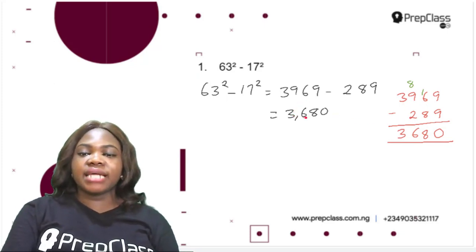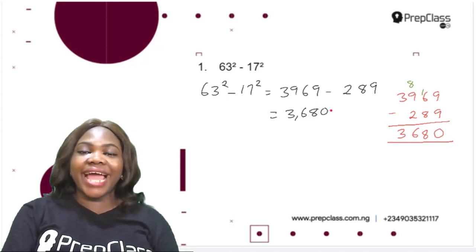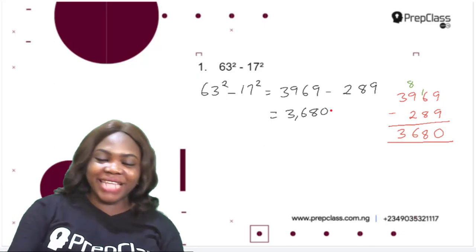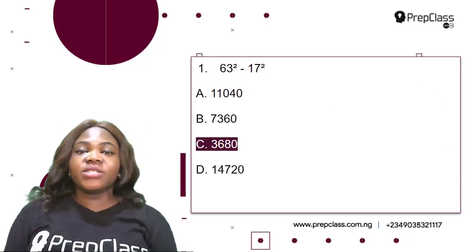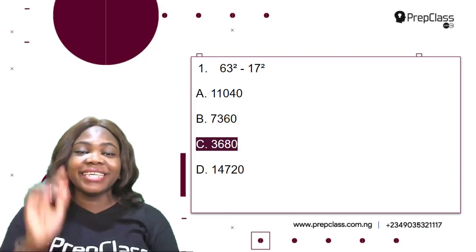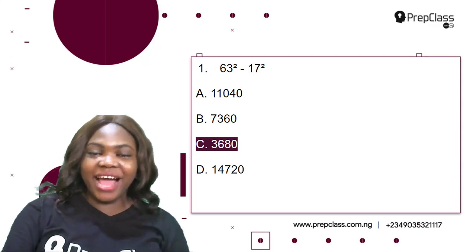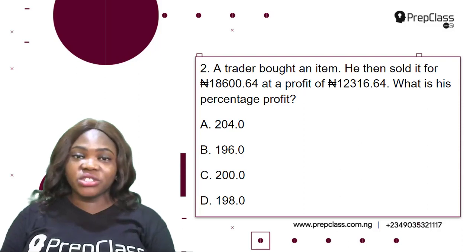So this means that the answer is 3,680. So 63 square minus 17 square is 3,680. So the correct option here is C, 3,680. Check. Now let's move on to the second question, question 2.